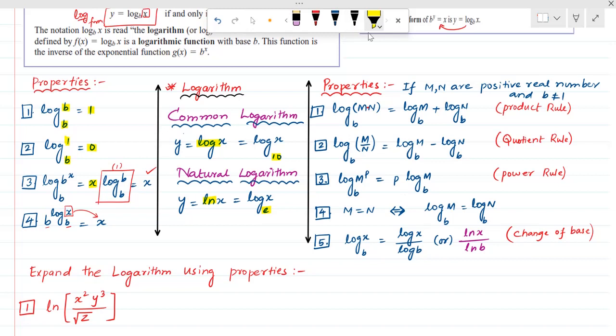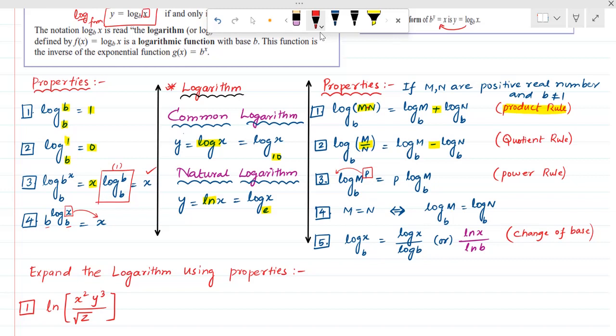The first property is the product rule. Whenever you have a product of two functions inside the log, I can write it as a plus. When you have a division, I can write it as a minus. And if it is a power, I will bring the power in front. So this is the power rule. Now when you have m equal n, I can take the log of both sides with the same base. If you cancel, you will get this part. This is if and only if.